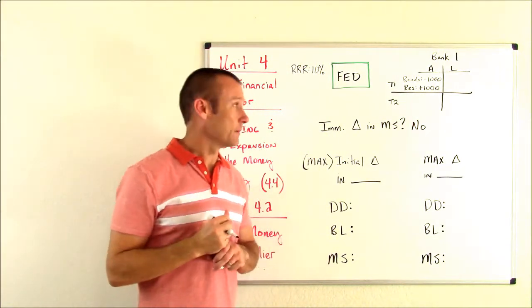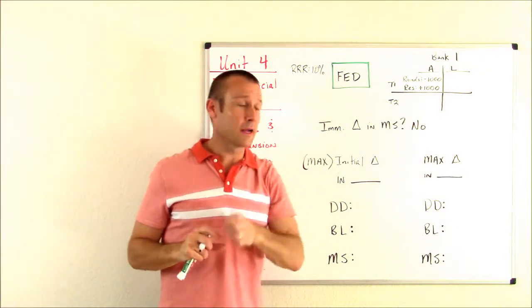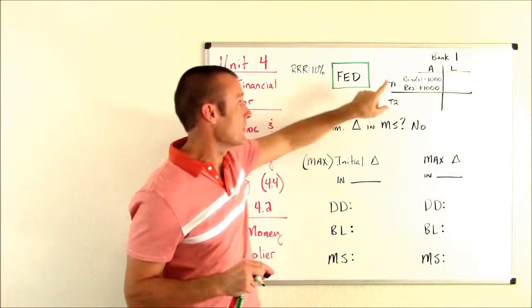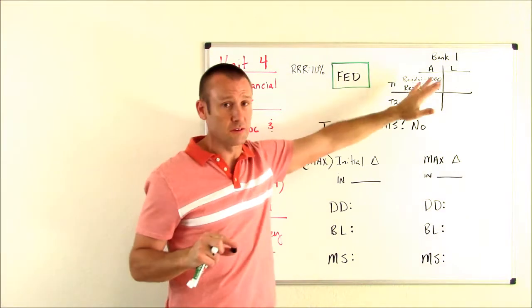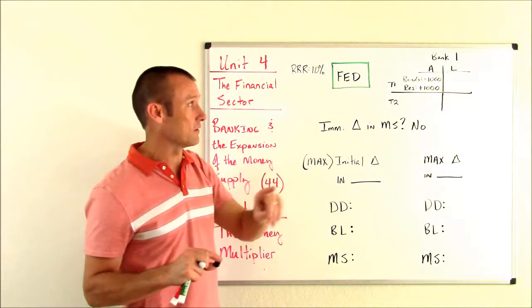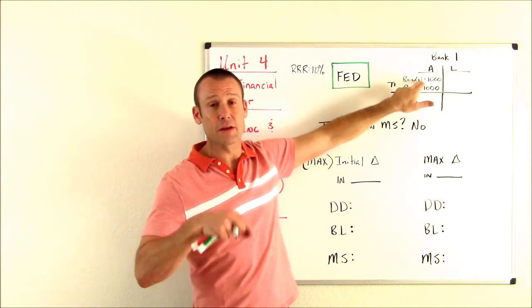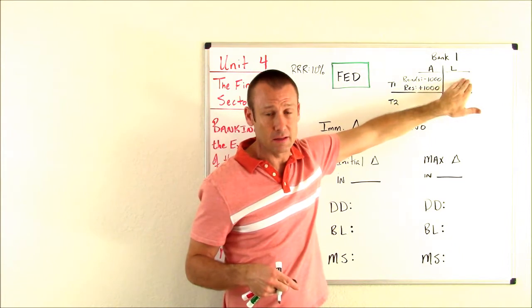Again, it's a bit of a trick. Do not say the first loan is $900. Why? The first loan can actually be the entire $1,000. This is not important for the first loan in this situation. Why is that, guys? Because Bank 1 got their reserves by selling something they owned. They did not get these reserves by taking on a liability.